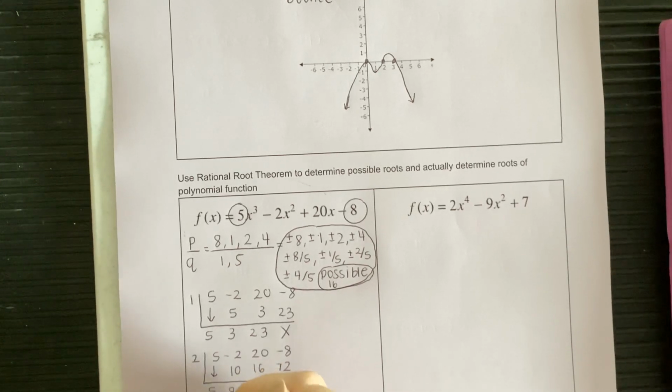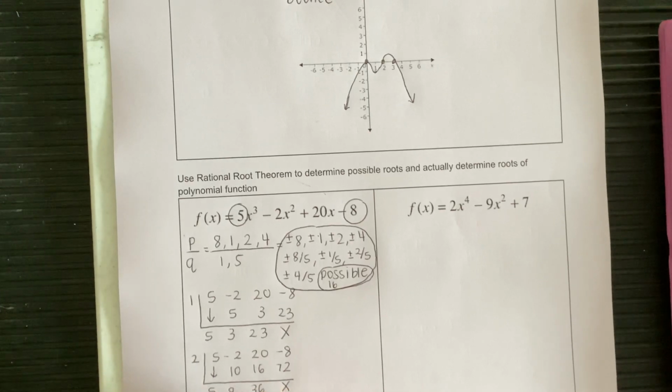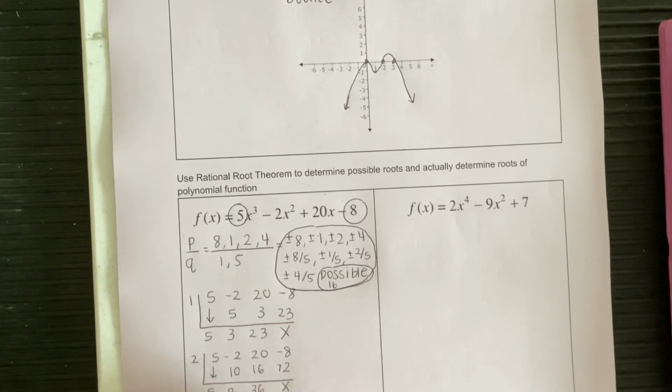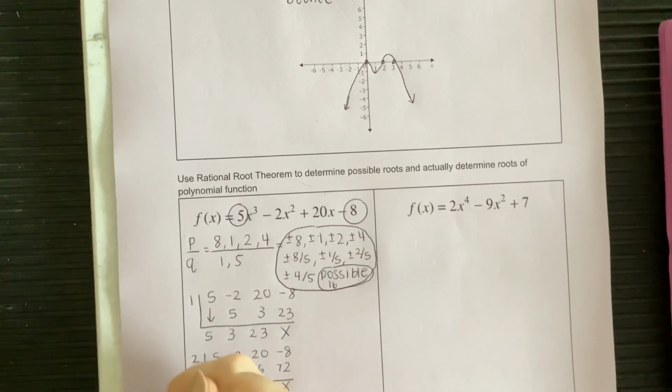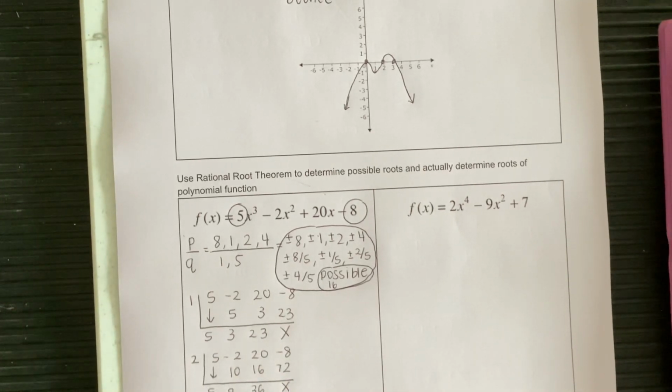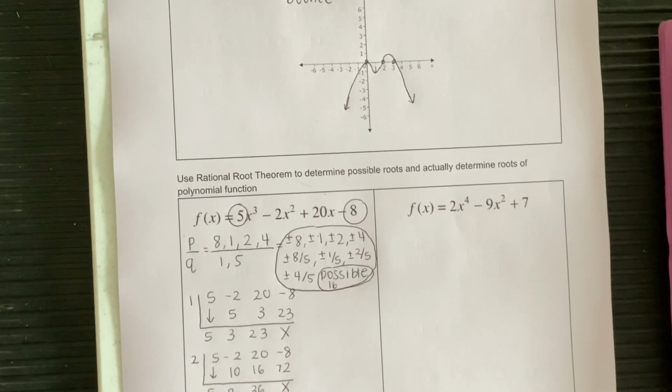So 5, -2, 20, -8. This is going to give me 2, 0, 0. This is going to give me 20. 20 is going to give me 8. That gives me a 0. That means that this checks. So that's really what you're looking for, is to see if you can get something that works out.